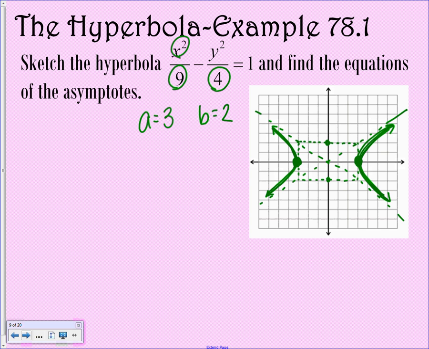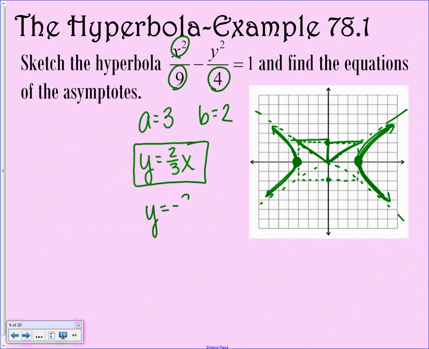Okay, so now all we have to do is find the equations of the asymptotes. Well, to find the equation of this line, we're going to go up 2 and over 3. So our slope is a positive 2 over 3. And it went through the origin, so its y-intercept is 0. On this one, we go up 2 and to the left 3. So its equation is going to be negative 2 over 3x. The slopes are not perpendicular slopes, but one is positive and one is negative, and it's the same number. Okay? So that would be how you graph a hyperbola and find the equations of the asymptotes.